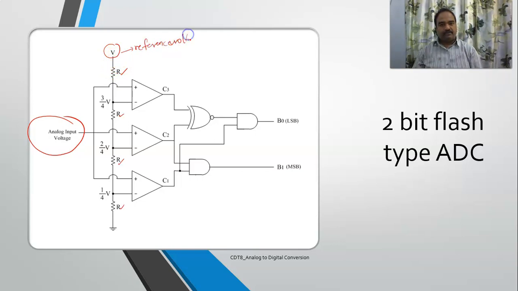So I am employing this potential divider rule. So here I'll get 3 by 4V, 2 by 4V and 1 by 4V. Now this is being checked with all these voltages. Now see here, this is a comparator.